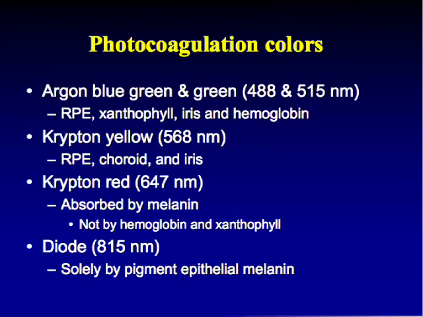Burning things, photocoagulation. We use different colors of light from blue-green to infrared. The blue-green is absorbed by most everything it passes through, RPE, xanthophyll, iris, hemoglobin. But then as you go closer and closer to red, red is really absorbed mainly by melanin, and diode is absorbed solely by pigment epithelial melanin, nothing else. So with a diode laser, it doesn't matter, you can treat from the outside through the sclera or from the inside through the pupil. It all goes into the melanin and creates an intense heat in the pigment epithelium only, and that's how you burn the retina.